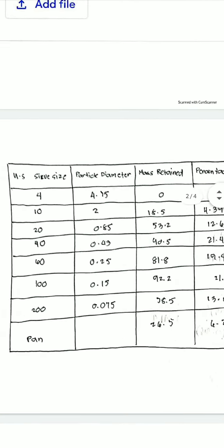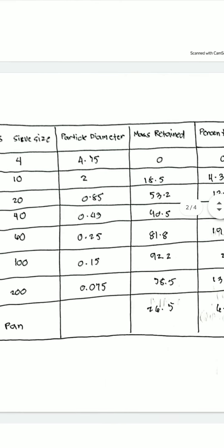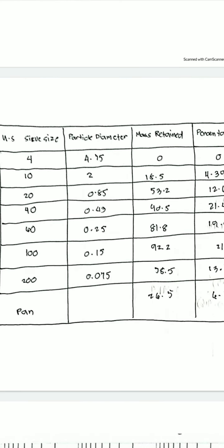So the mass retained is given in the US sieve size as 0 at number 4, and at 10 is 18.5, at 20 is 53.2, 40 is 40.5, 60 is 81.8, at 100 is 92.2, 200 is 58.5, and the pan is equal to 26.5.